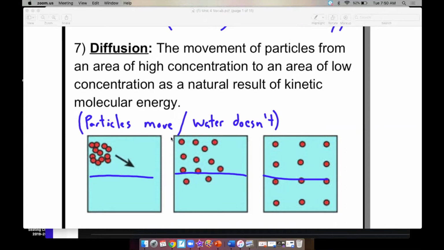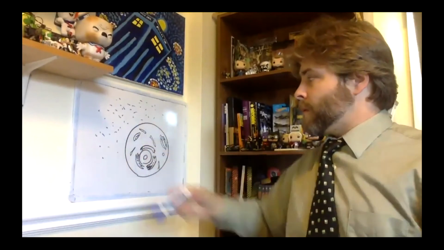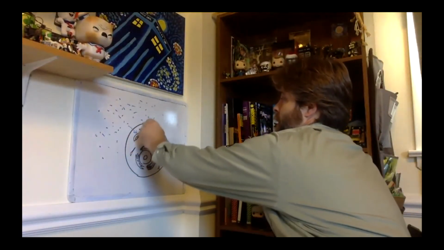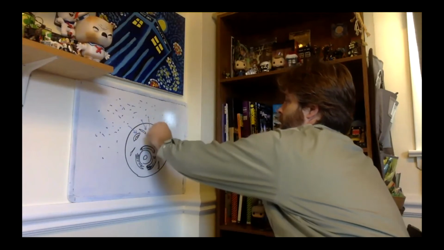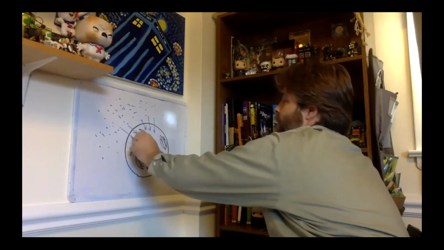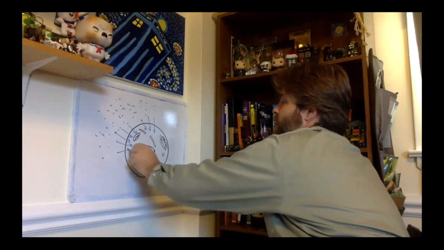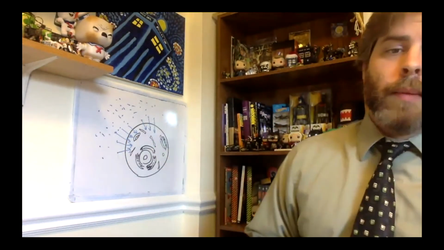But here's the important key information here. In diffusion, it's these particles, which is a fancy word for molecules. These particles, these molecules are moving. The water that they're in stays put. So all of these particles are just going to spread into the cell because these particles are small enough to just get right through the membrane, no problem.